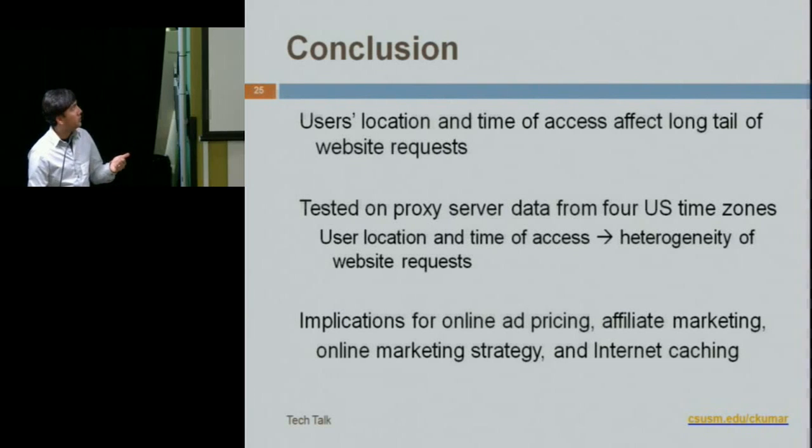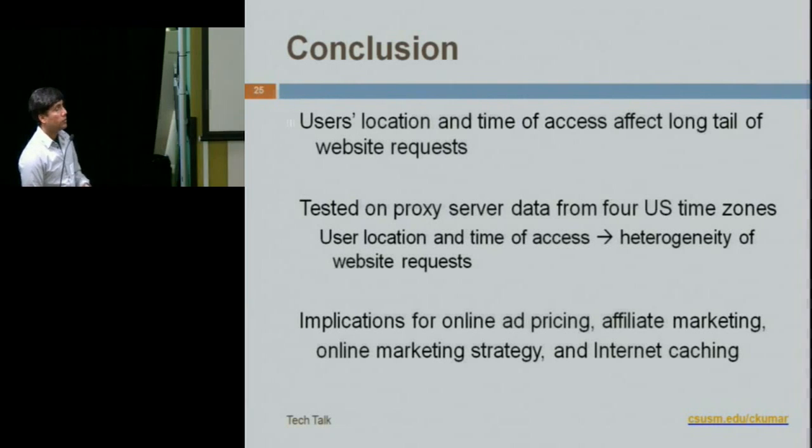The second hypothesis we confirmed is that the user location indeed has an effect on the diversity of website requests, which shows that the shape of the long tail does change based on user location. This is true for all 4 locations that we considered. The third hypothesis we confirmed is that the time of access also affects the heterogeneity of website requests in terms of the shape of the long tail. Again, this is true between weekday and weekend for each of the 4 locations that we considered.